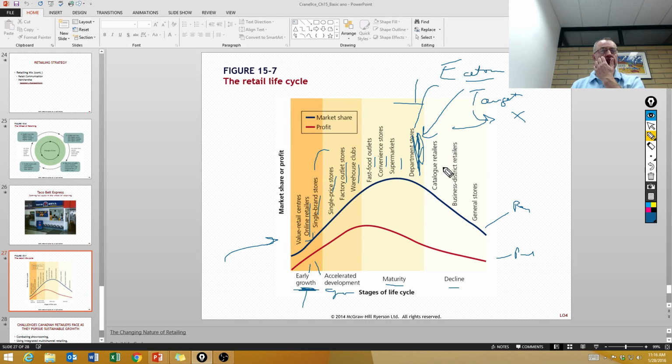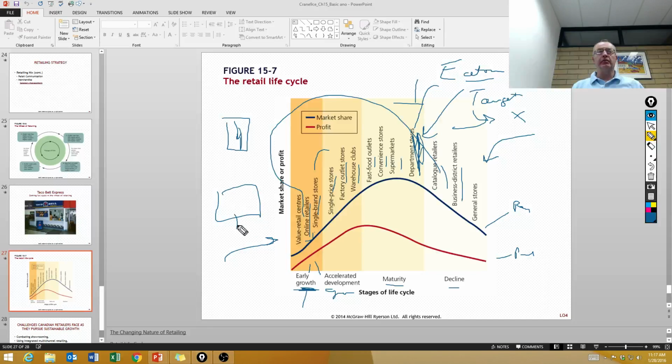Okay, and then in the decline stage, we have the catalog retailers, probably because more and more people are buying stuff online, so they're using online catalogs rather than the old physical paper catalogs. And retailers in the business district is certainly in decline mode. If you go into many small towns, or even larger towns, there'll be the old downtown area. It might be kind of a tourist area now, but most of the shopping is taking place in the big malls.